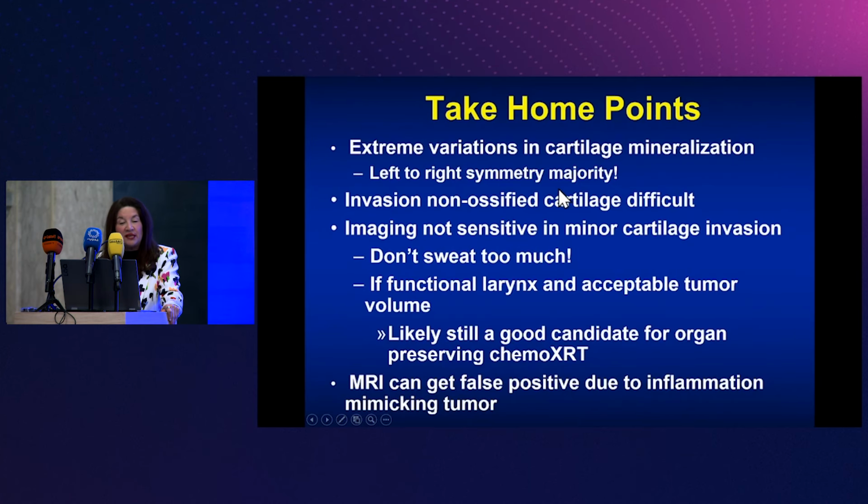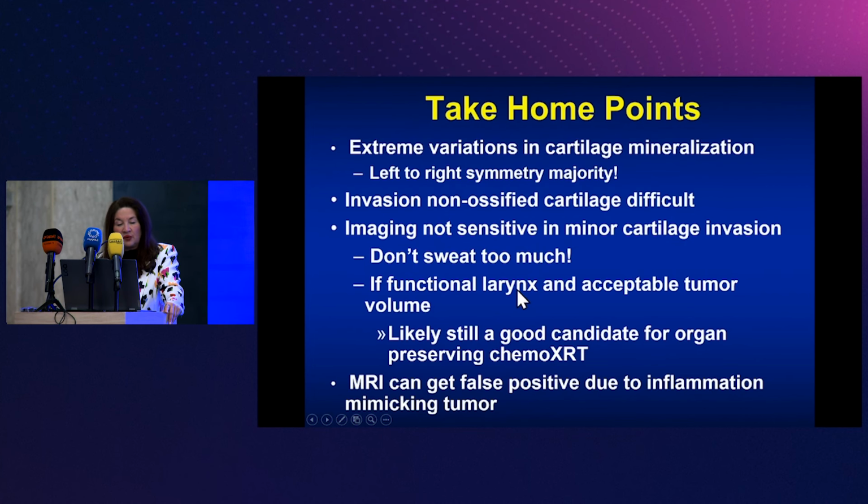So take-home points, there are extreme variations in cartilage mineralization. You should be looking for left to right symmetry when you're looking for cartilage invasion. Invasion in non-ossified cartilage is very difficult. Imaging is not sensitive for minor cartilage invasion. I think the major we can make, and that you want to make that finding. Minor is very difficult, but I don't sweat it too much.